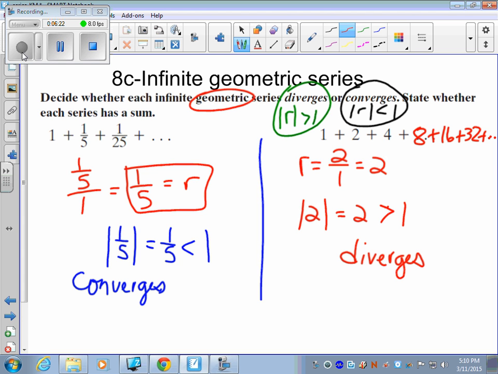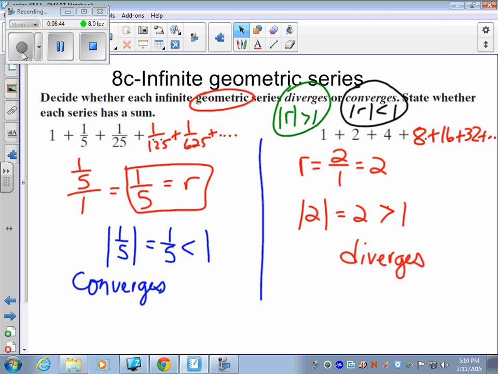Where if you're adding a smaller number over here, eventually the numbers are so small that it really doesn't even matter what you're adding. They're so tiny. So therefore, it will converge to a number. And the next part will actually converge to a number.